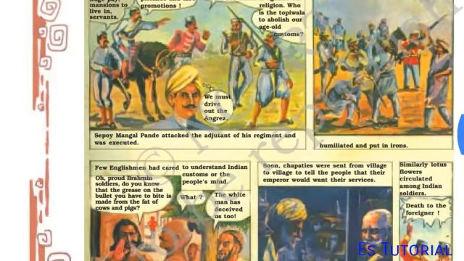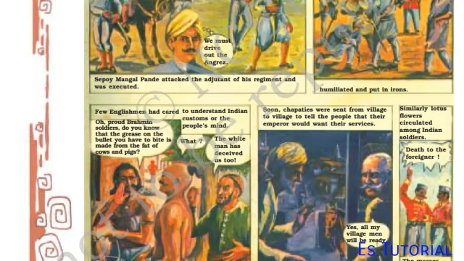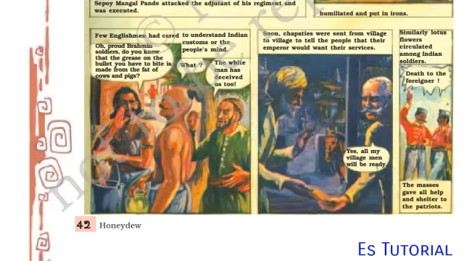The thousands of other sepoys revolted. They were stripped of their uniforms. We must drive out the Angrez. Sepoy Mangal Pandey attacked the adjutant of his regiment and was executed, humiliated and put in irons. No Englishmen had cared to understand Indian customs or the people's mind.